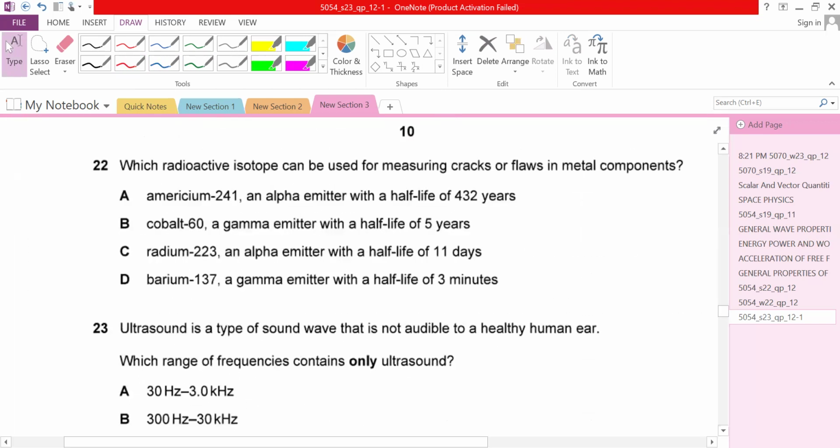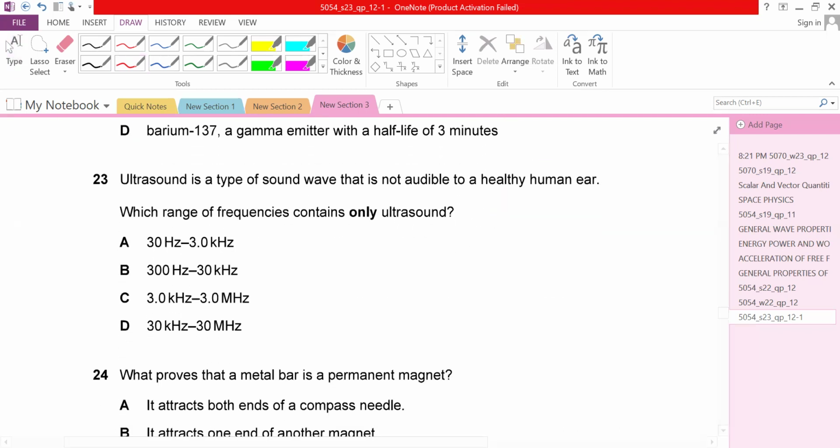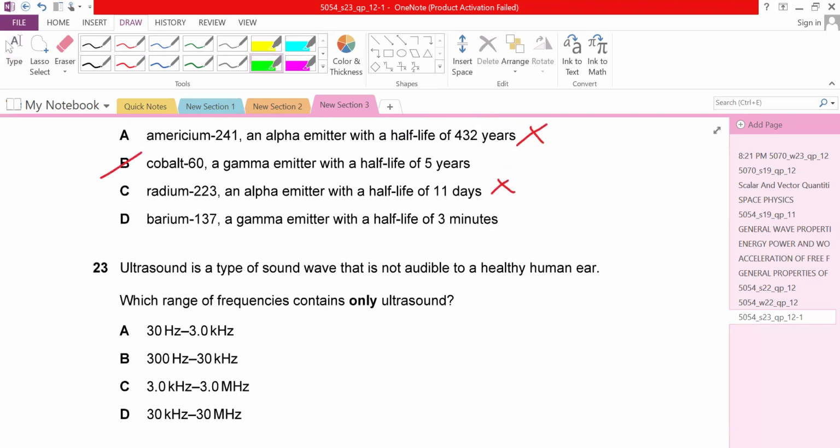Question number 22. Which radioactive isotope can be used to measure cracks or flaws in metal components? Okay, firstly, alpha can easily be stopped, so cut out the alpha options. Options C and A are wrong. Then we have gamma. We will use the gamma emitter that has the longer half-life. So the correct option for this question is B, as option B has gamma rays and a half-life of 5 years.